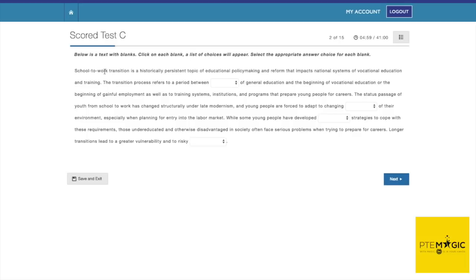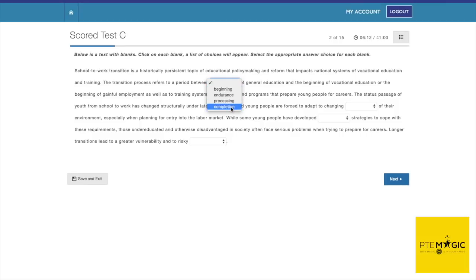Okay, moving on. School to work transition is a historically persistent topic of educational policy making and reform that impacts national systems. Something about school to work, when you graduate from school and you go to work. Okay, training, the transition process refers to a period between something of general education and the beginning of vocational education, or the beginning of gainful employment, as well as to training systems, institutions, and programs that prepare young people for careers. So obviously the key word here is school to work, which means when you finish school and then you go to work. So the word in the blank should be the ending of general education, because it says between general education and beginning of vocational education.